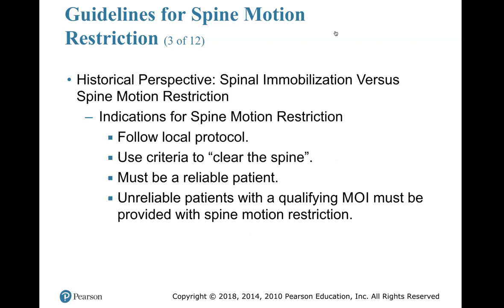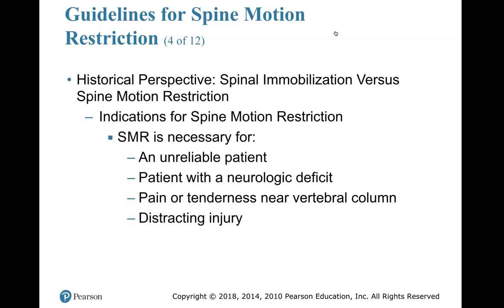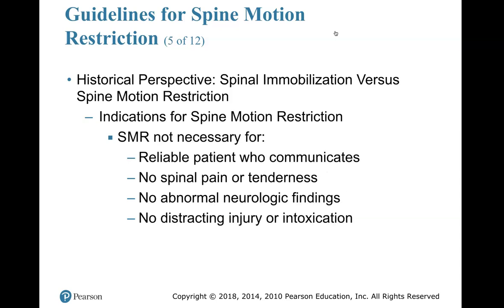Spine motion restriction: follow local protocols, whatever your company tells you. Use criteria to clear the spine. The patient must be reliable. Unreliable patients with a qualifying MOI must be provided with spine motion restriction. That means this patient is not cooperating with you, has an altered mental status, or is unresponsive. Also, a patient with a neurological deficit, weakness, paralysis, things of that nature, pain or tenderness near the vertebral column, and distracting injuries.